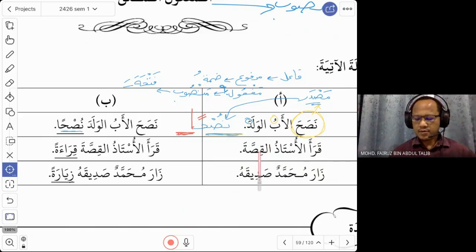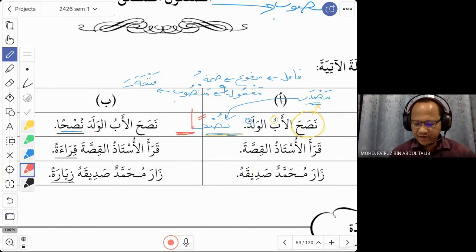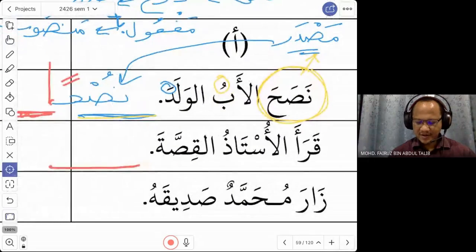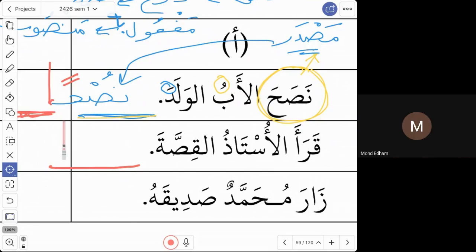Now people ask you, is it true that the ustaz has read the qissa? So you want to confirm, you want to say, yes, it is true. So what do you need to do? You need to add maf'ul mutlaq to the end of the sentence. So again, how do we add maf'ul mutlaq? What kind of word do we put here, just like the first one? What is this word? Masdar.